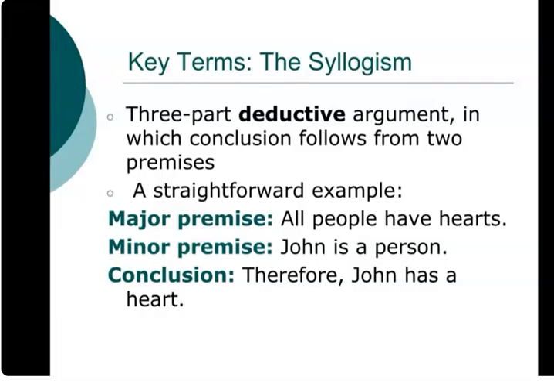Also the syllogism. This is a three-part deductive argument in which a conclusion follows from two premises. Here's a really straightforward example. Here's your major premise, all people have hearts, and a minor premise, John is a person, and your conclusion is therefore John has a heart. So this is just a review. You know this. Syllogism is that really straightforward kind of logic that you see in a lot of these classic arguments. If this is true and this is true, then this is true.